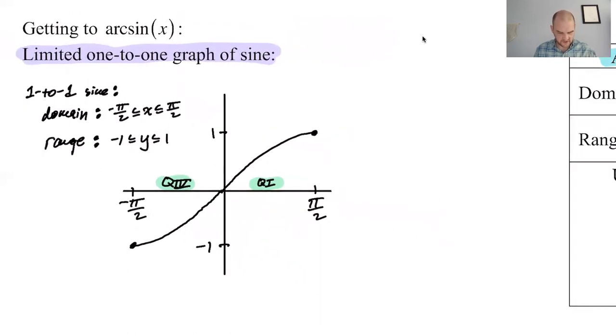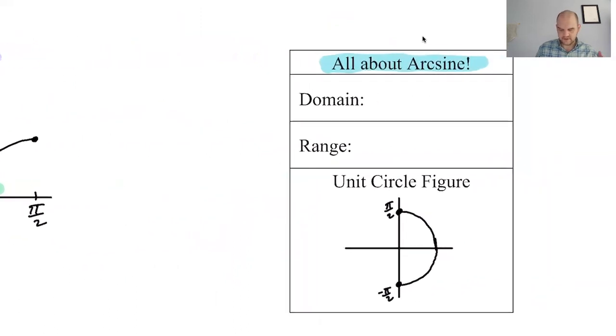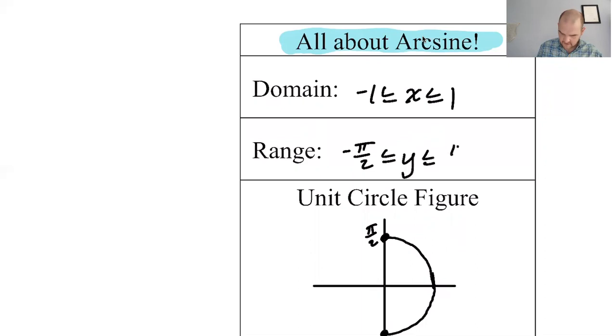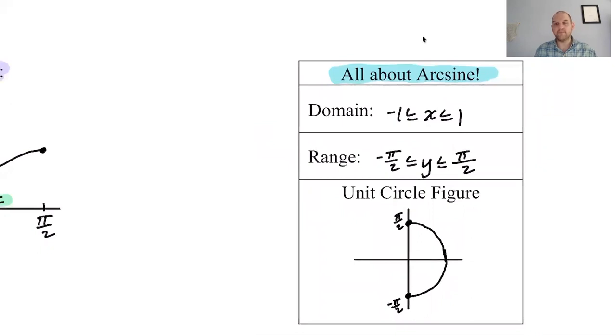Since those are the domain and range of the one-to-one sine graph, when we go over here, the domain of arc sine corresponds to the range of one-to-one sine. So this is going to be negative 1 to 1. And then the range of arc sine corresponds to the domain of one-to-one sine, so that's going to be negative pi over 2 to pi over 2. That's where that information is coming from. So you have to memorize it, but also think about it.